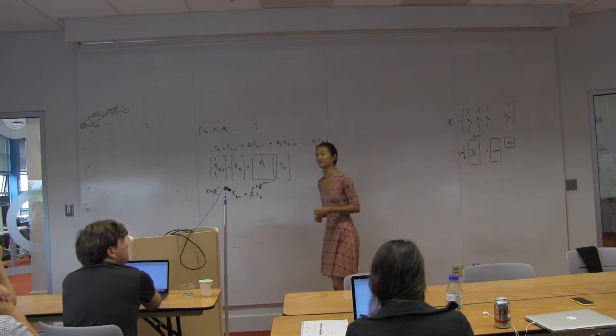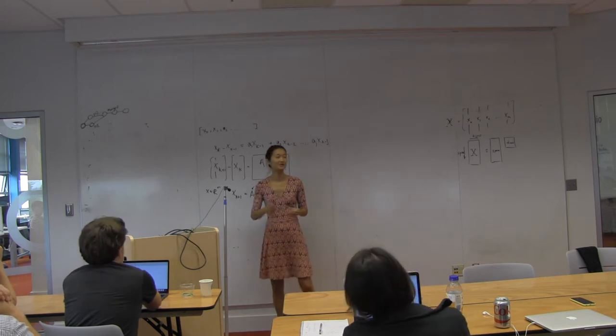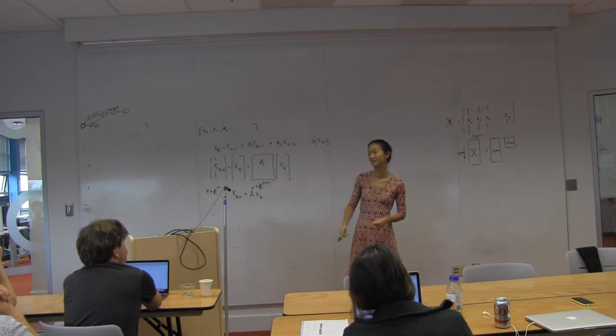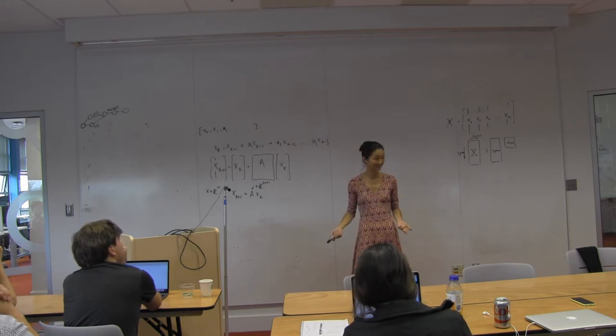Diagonalize it. How do you diagonalize it? You can do an SVD. Okay, so it's a square matrix, so we're going to do something slightly simpler, which is that you're going to take the eigendecomposition of A. Right? Does that make sense?